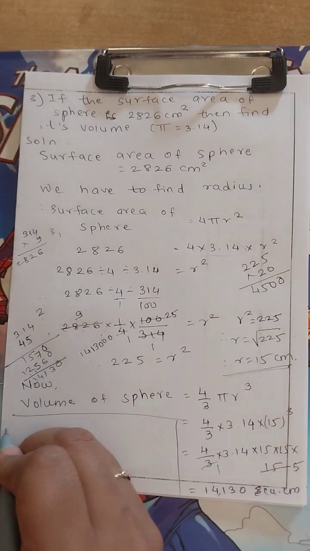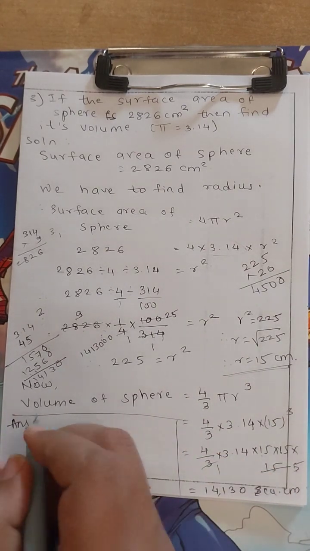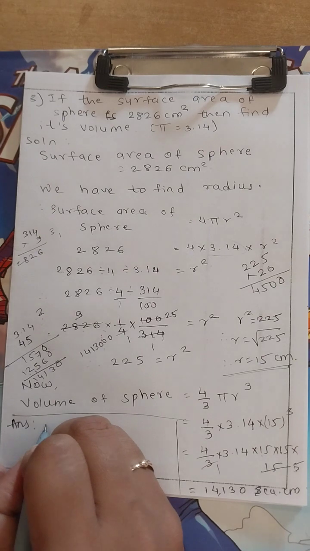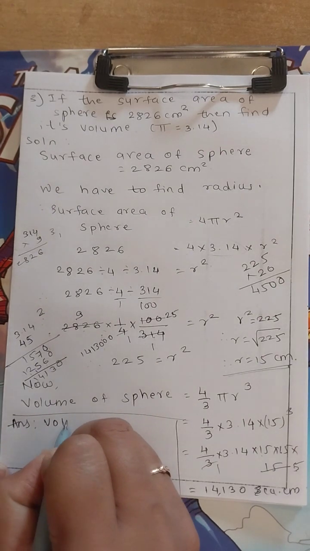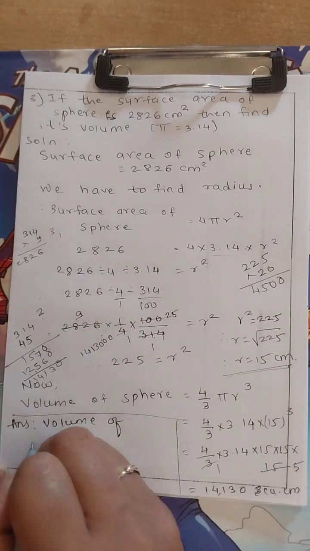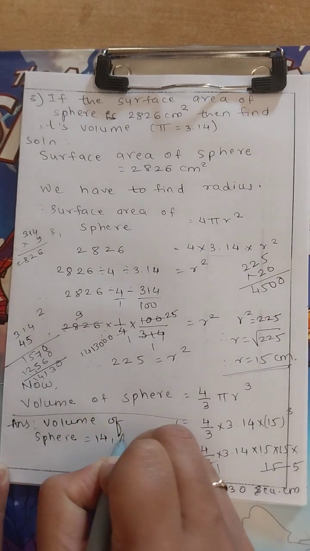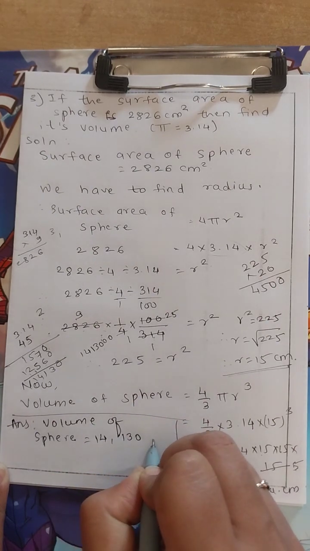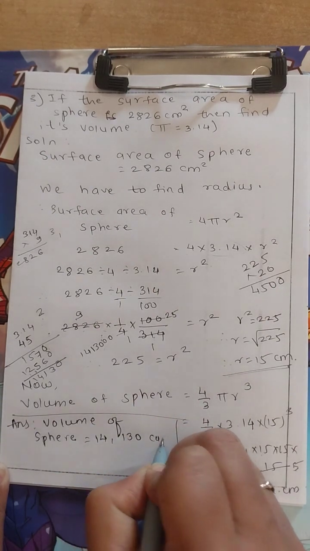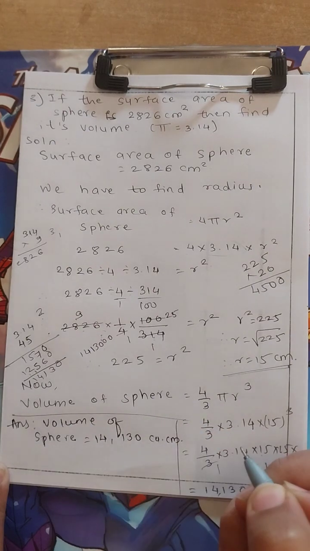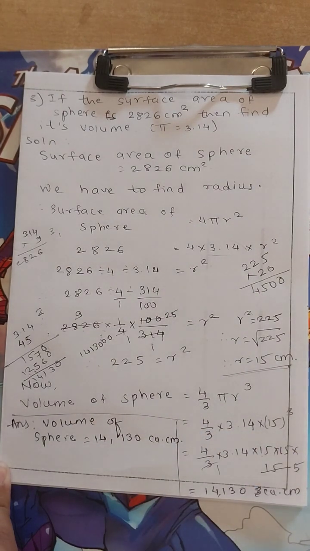What is the final answer? Just write down, I am writing over here only. Final answer is volume of sphere is equal to 14,130 cubic centimeter. This is the final answer. Okay, next.